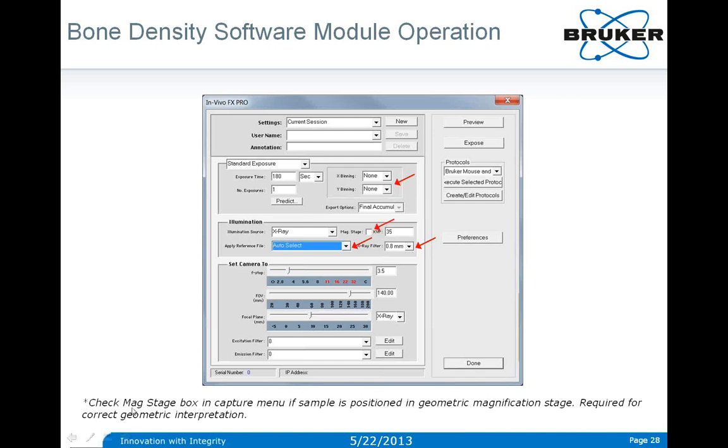And then just to point out, if you are imaging your sample within the magnification stage, so if you've put your sample, your animal, within the magnification stage, you do need to check the magnification checkbox. This will ensure that the correct geometric interpretation is applied. And vice versa. If you have the sample in the lower stage, make sure that that mag stage checkbox is not checked.